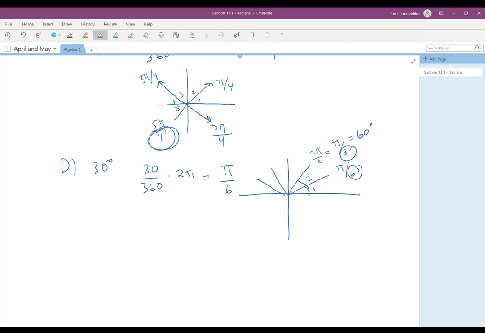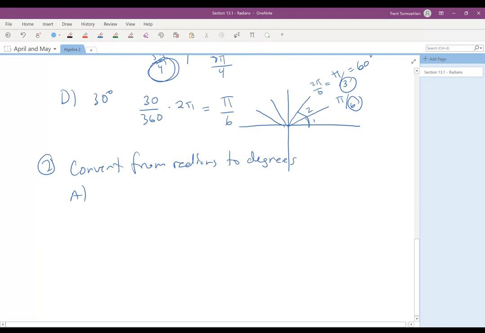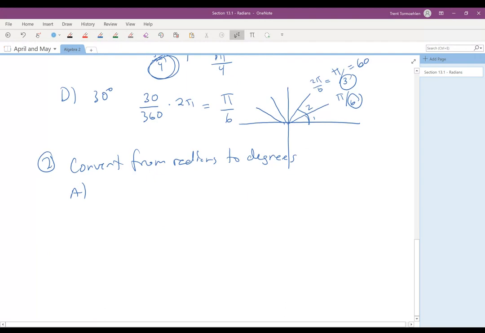All right, and then the other thing you need to do is convert from a radian measure back to a degree measure. And so you're going to do something like, let's say you have 5 pi over 6, and you want to convert this to a degree measure.